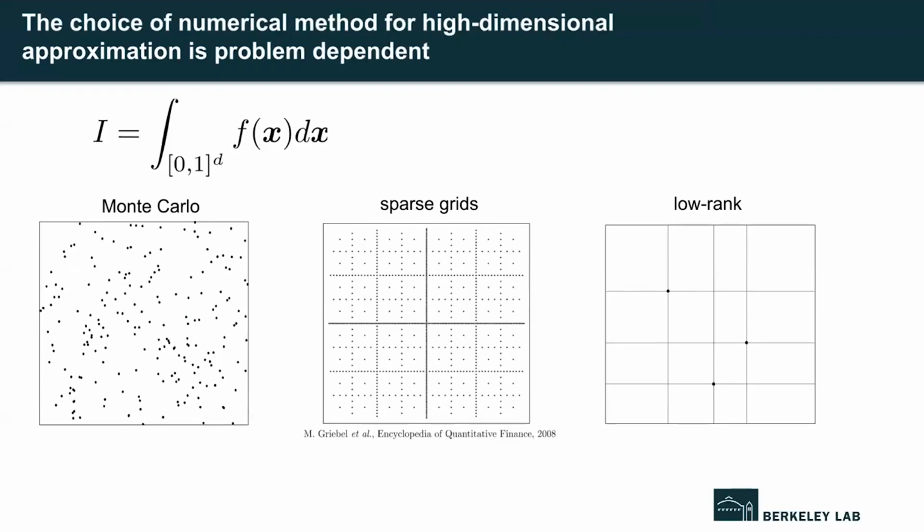And each of these methods have a different way of exploring the high-dimensional space that underlies the function f. So perhaps the most well-known method is Monte Carlo, which explores this high-dimensional space through randomly sampling. And then there's methods like sparse grids, which place many points in certain regions and fewer points in other regions. And then there's these low-rank methods, which are about finding points in high-dimensional space and then interpolating the function on crosses that pass through these points.